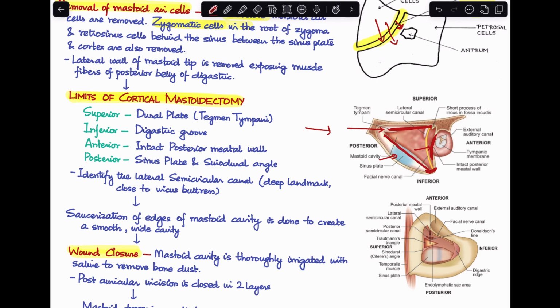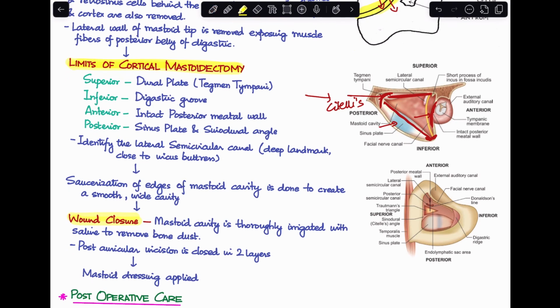So this is our posterior limit, and at the junction of this dural plate and the sinus plate is the sinodural angle, also known as Citelli's angle. So this is our limit of performing the cortical mastoidectomy. In all of this, we also identify the lateral semicircular canal, which is a very deep landmark. If you see in the second image over here, this is the lateral semicircular canal, which is placed very close to the incus buttress.